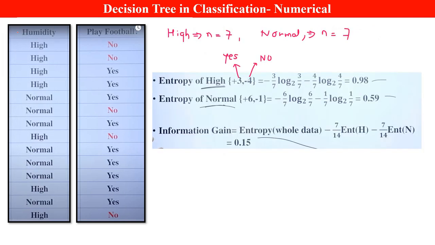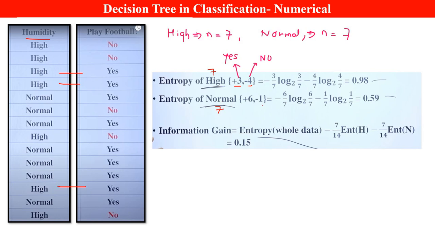Now for humidity, we have two subsets, high and normal. High is coming 7 times and normal is coming 7 times. In high, there are 3 yes and 4 no's. So the probability of yes is 3 by 7 and the probability of no is 4 by 7. So P1 and P2, calculate its entropy.